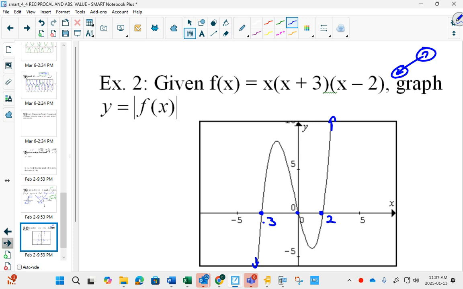So first, you have to graph f of x. That's a graph from chapter 1. We have to remember how our x-intercepts work, how our end behavior works. Then the steps for the absolute value says, whenever your y values were positive, they're going to stay positive. Because if you absolute value a positive number, it stays positive.